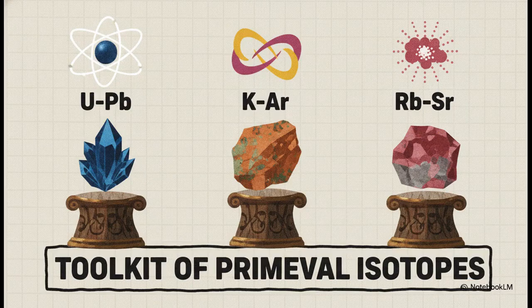But when we find those closed systems, it opens up a specialized toolkit of primeval isotopes. The big three are uranium-lead, potassium-argon, and rubidium-strontium. Now, no single method works for every single rock. That's exactly why scientists rely on a whole variety of these primeval isotopes, meaning they've been around since the Earth formed, to cross-reference their findings.